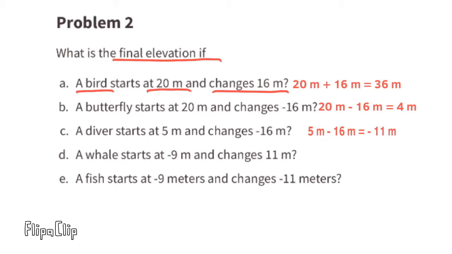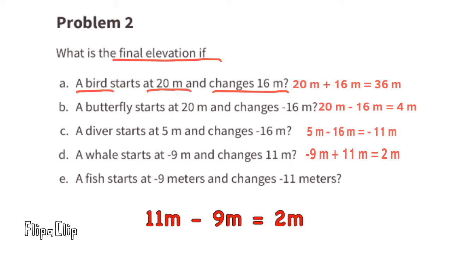D. A whale starts at negative 9 meters and changes 11 meters. We can write this as negative 9 meters plus 11 meters equals 2 meters. To make the math easier, you can rewrite it as 11 meters minus 9 meters equals 2 meters.